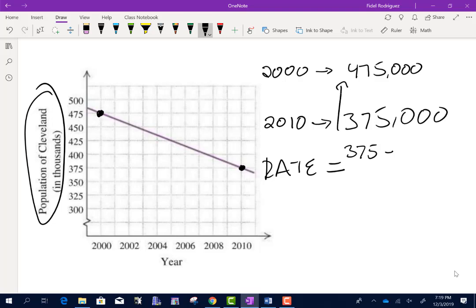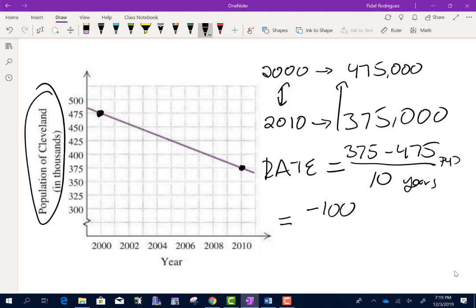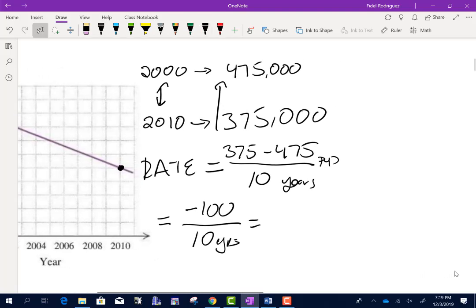So when I subtract, I'm going to do it like this: 375 minus 475. How many years had elapsed here? A 10-year period, right? So this is the population, and this is in years. Anybody know what 375 minus 475 is? Negative 100, right? Negative 100 over 10 years. What's 100 divided by 10? 10. Positive or negative? There you go, negative 10, and this is in thousands, right?